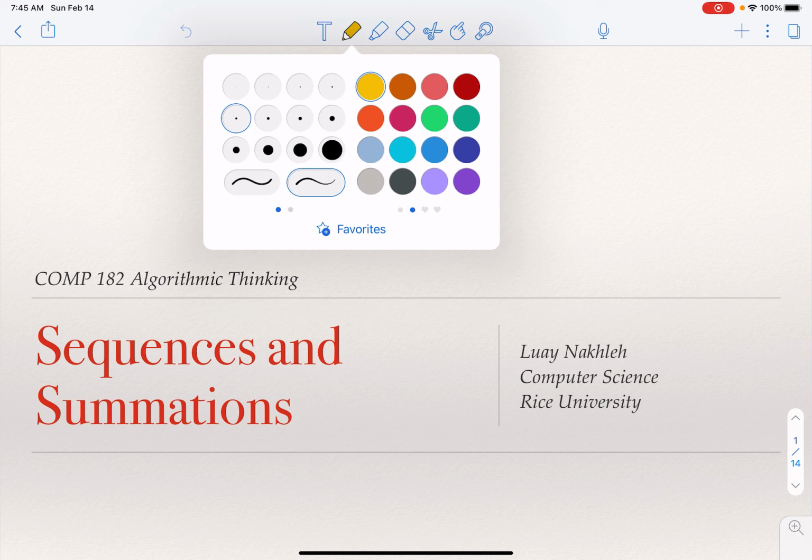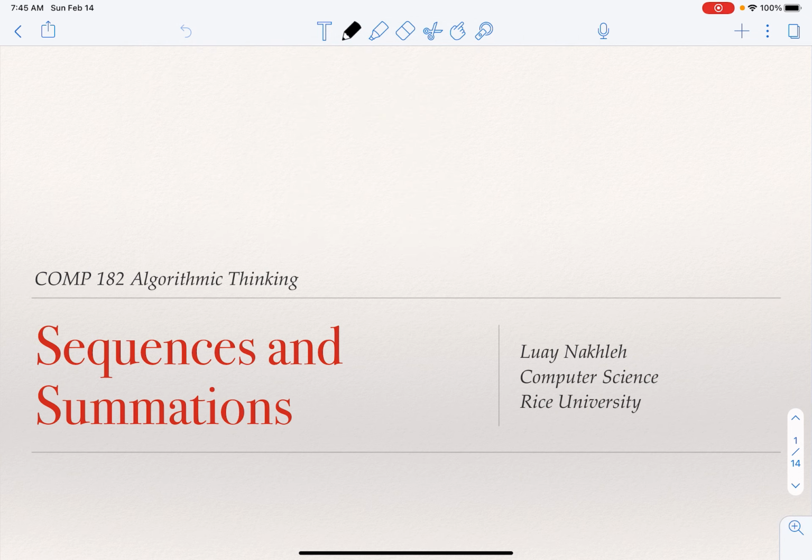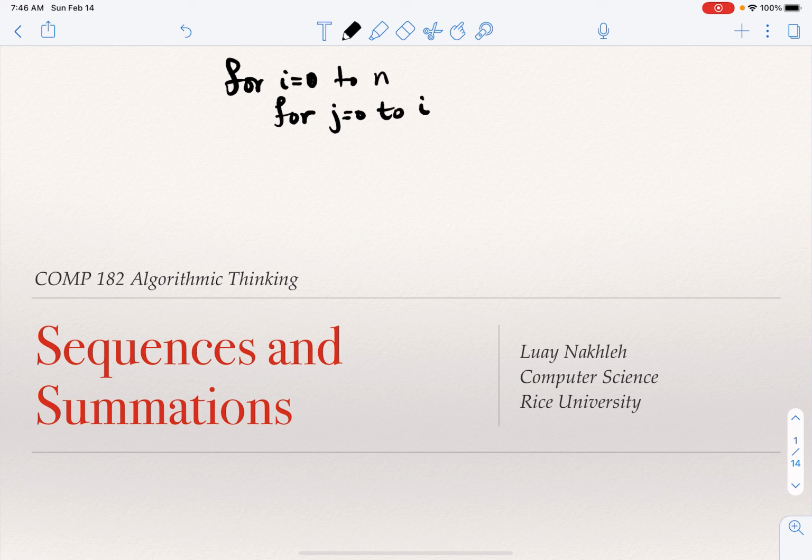So, for example, you might see a program or an algorithm that has for i equals 0 to n, and nested inside it, for j equals 0 to i, do something. These two nested loops, how long do they take combined? Suppose the something here is, let's say, print hello world. How many times does this algorithm print hello world?